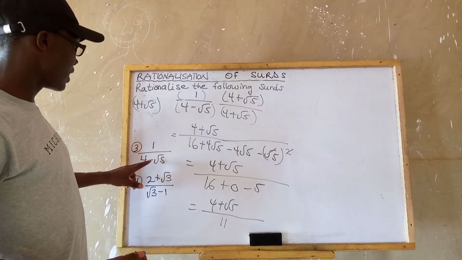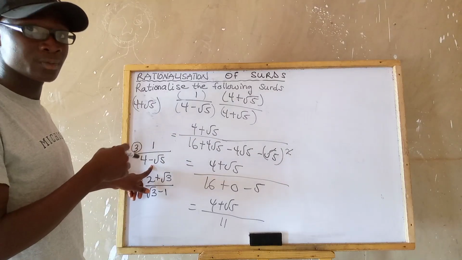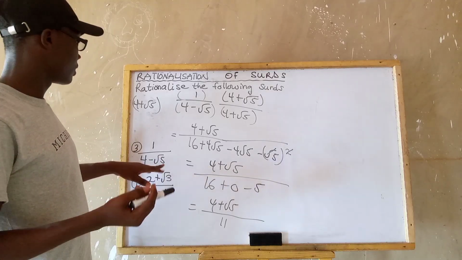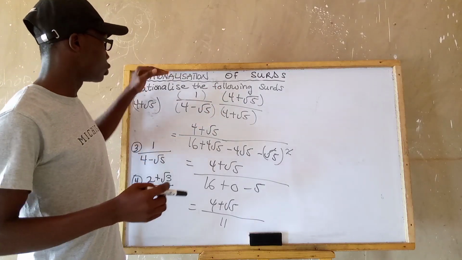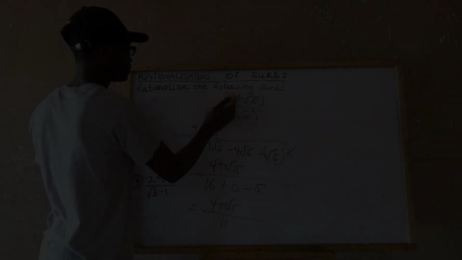Just find the conjugate set, which is change the sign to plus, minus, then minus to plus, then add and then multiply the conjugate to each term and then simplify. That's the fourth question we have.